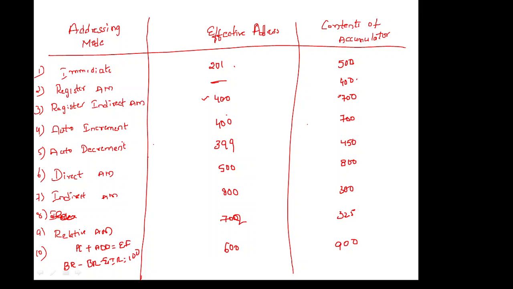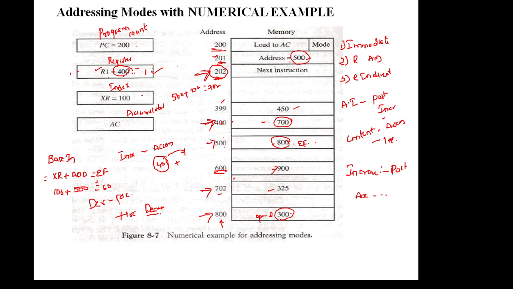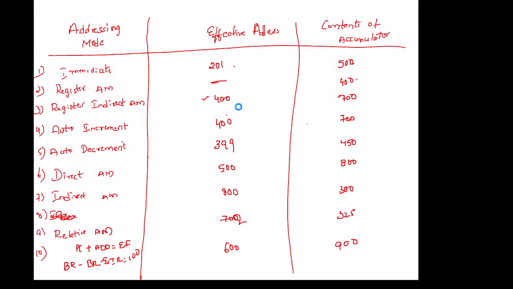Auto decrement means pre-decrement. Pre-decrement means the contents of the register will be decremented first. That means 400 minus 1, that is 399. So we have to go to the 399 memory location in order to get the contents of the accumulator. So 399, what are the contents of the accumulator? 450.